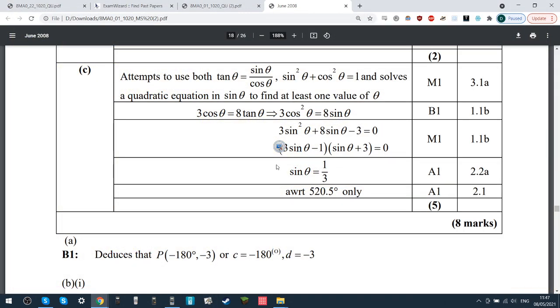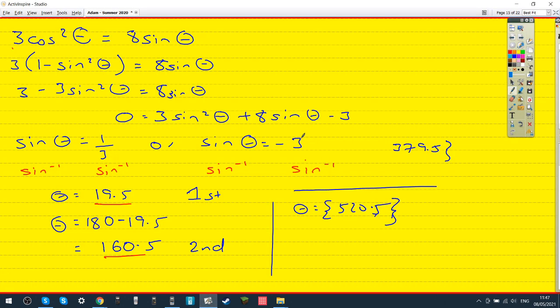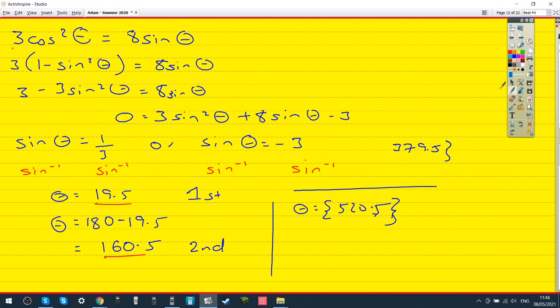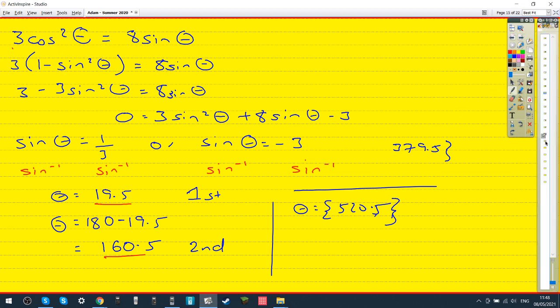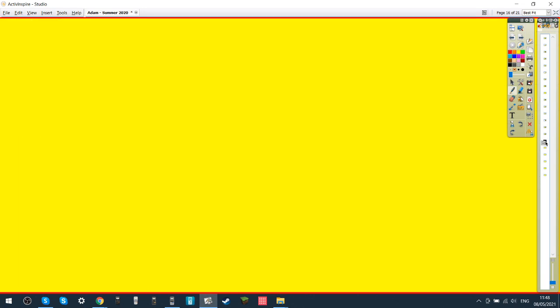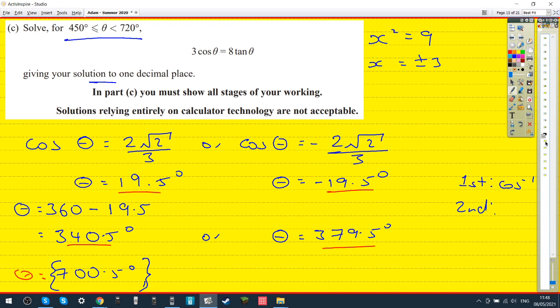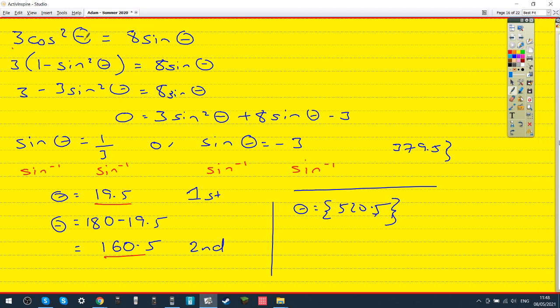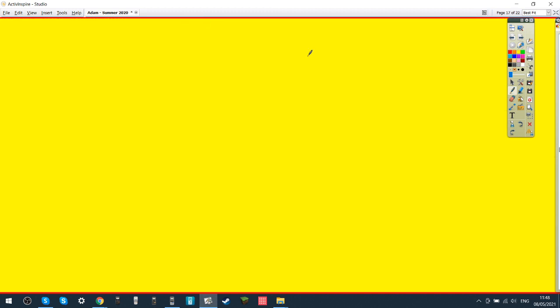Let me see there. 520.5. So I think because it got so messy, we just went wrong somewhere with some kind of calculation. If you have to change between sine and cos, cos squared is 1 minus sine squared, and sine squared is 1 minus cos squared. So actually that would have been easier than going to the power 4. Okay, that's good.